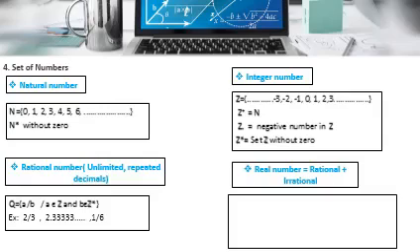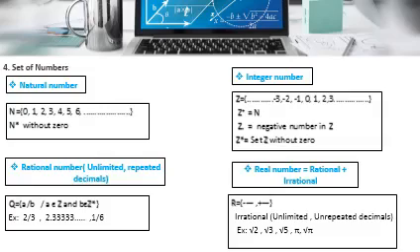And real numbers are the rational plus irrational. Real numbers actually contain all the numbers between minus infinity and plus infinity. So for example, radical 2, radical 3, radical 5, pi, radical pi, 2, 3, 1 over 2, 1 over 5, all of these are real numbers.